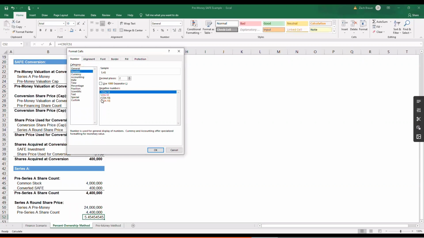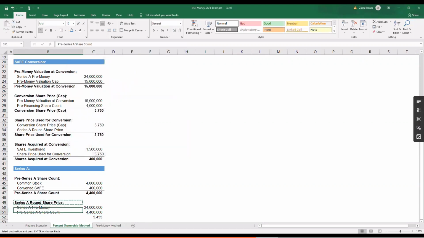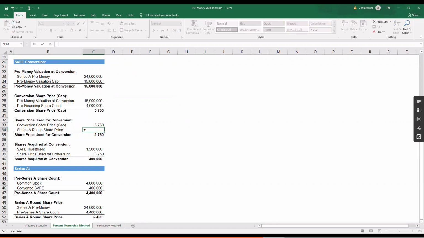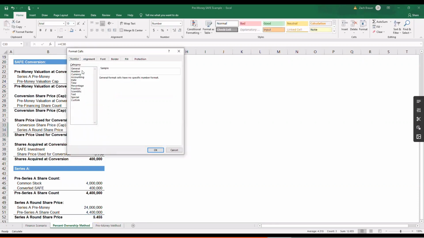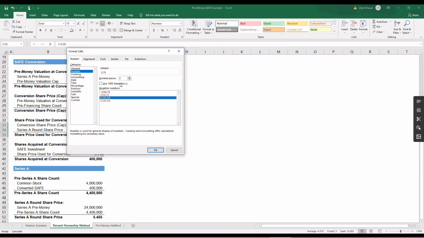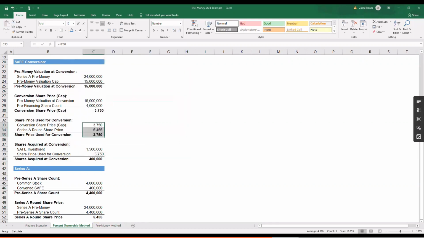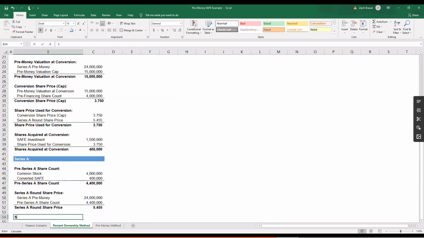And as we see, this share price is well above the share price for the converting safes because the valuation of the Series A is above the cap. That said, we are still going to take the time and link this share price back into our safe conversion calculation, because in a situation where the valuation at the Series A is below the cap, this model will function a little bit differently. So I want to build that flexibility in now.